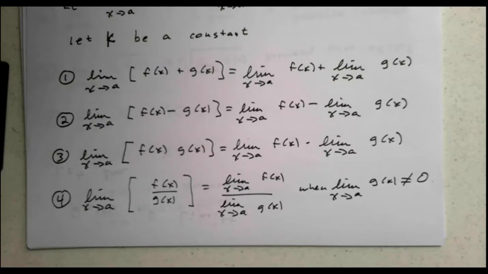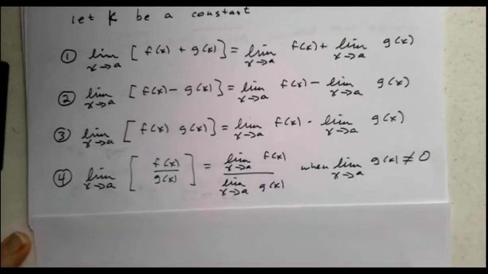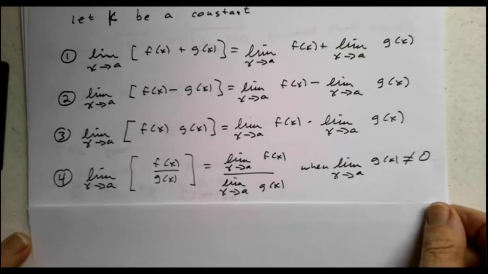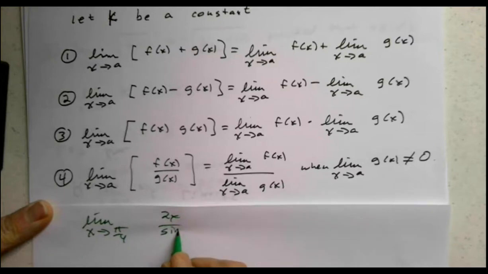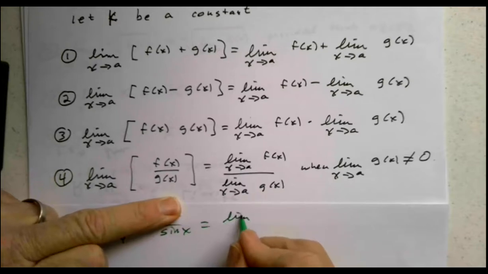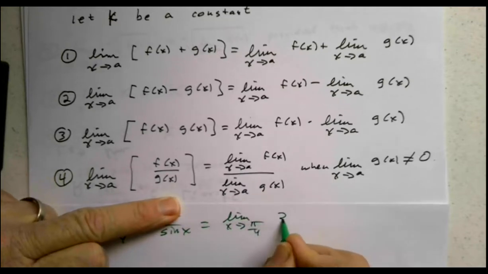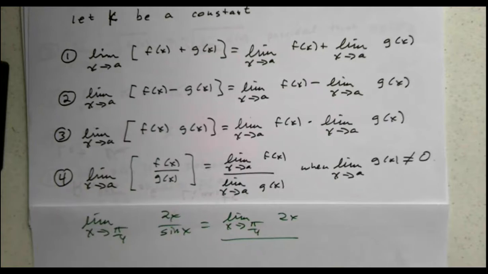Next up, we have the limit of f divided by g is the limit as x approaches a of f divided by the limit as x approaches a of g. So again, similar kind of thing as the last one we did. If I want the limit as x approaches pi over 4 of 2x over sine x, I would say that's the limit as x approaches pi over 4 of 2x over the limit as x approaches pi over 4 of sine x. And that limit does exist.